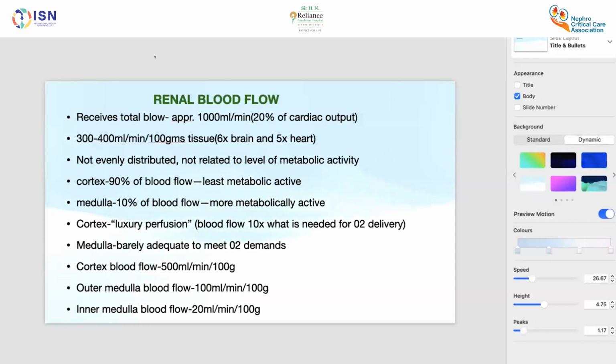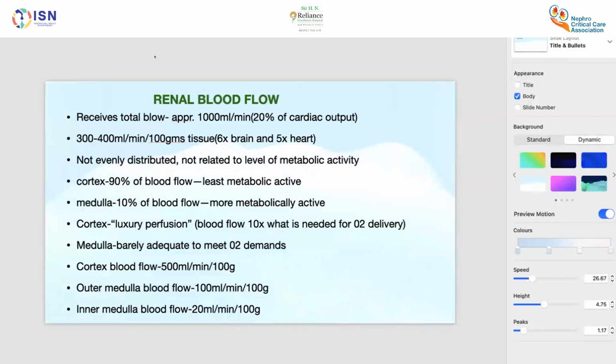Regarding renal blood flow, the kidney receives a total blood flow of approximately 1000 ml per minute, that is 20% of the cardiac output. That is 300 to 400 ml per minute per 100 grams of tissue. It equals 6 times that received by the brain and 5 times that received by the heart.